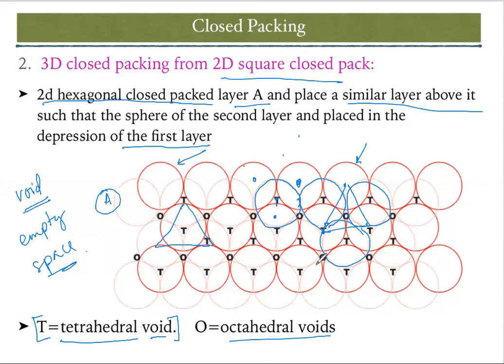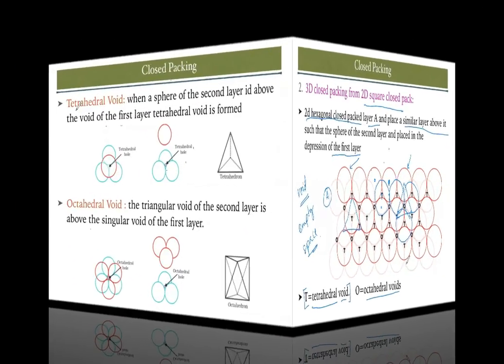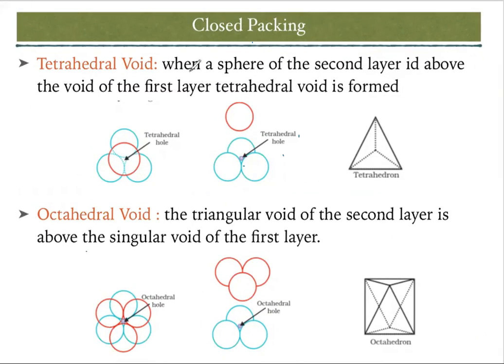Next, in detail, what are these tetrahedral and octahedral voids? First we'll discuss the tetrahedral voids. When a pair of the second layer is above the void of the first layer, a tetrahedral void is formed. You see this picture: in the lower part there are 3 atoms, and above there is 1 atom. Tetra means 4, so a void is created. This void is called a tetrahedral void. The second layer is in the depression of these 3 atoms, so a tetrahedral void is created. Tetrahedron is shaped like this.